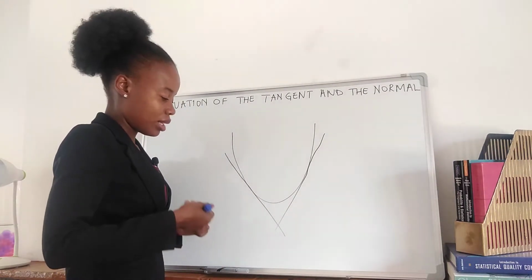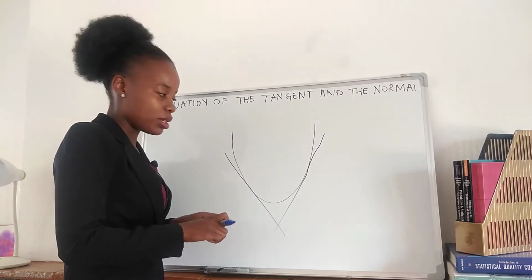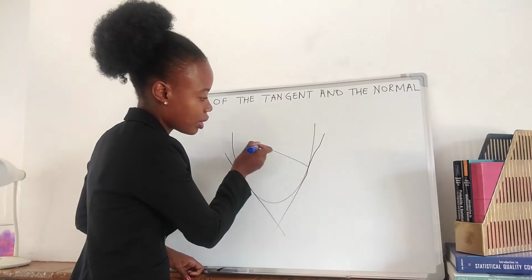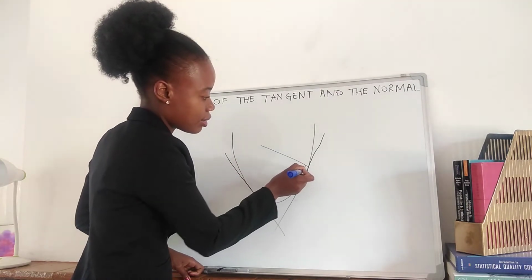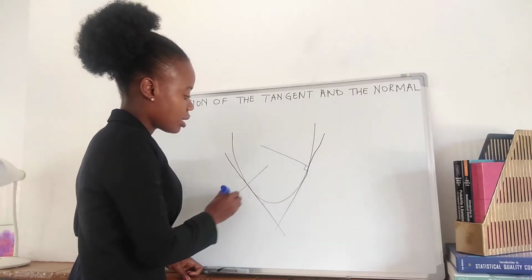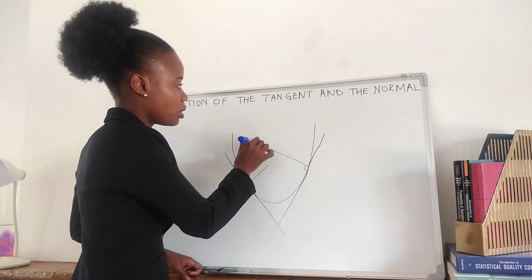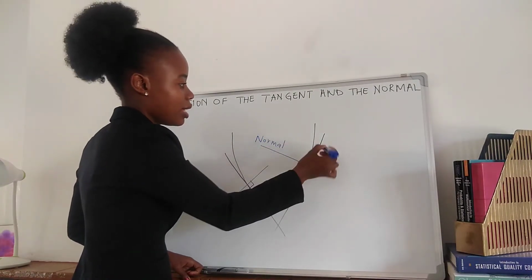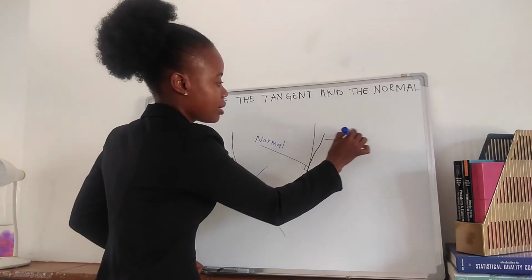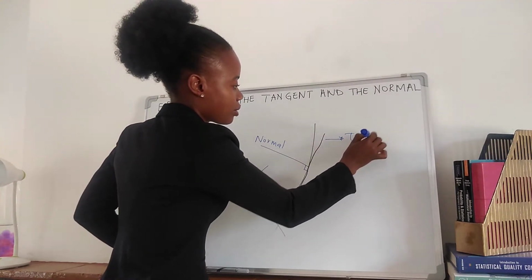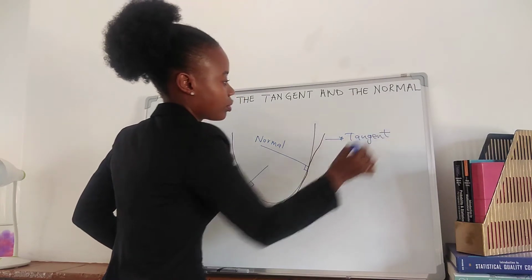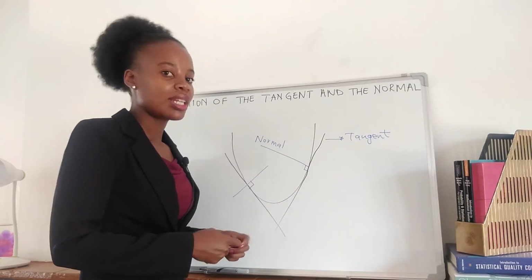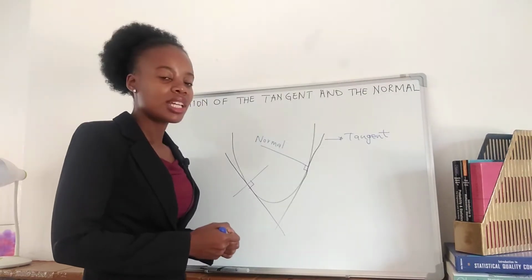What about the normal? The normal is supposed to be perpendicular to the tangent. They are supposed to make 90 degrees, right? They're supposed to make 90 degrees. So this is the normal, and this one is the tangent. Okay, so we're going to find the equation of the tangent and of the normal.